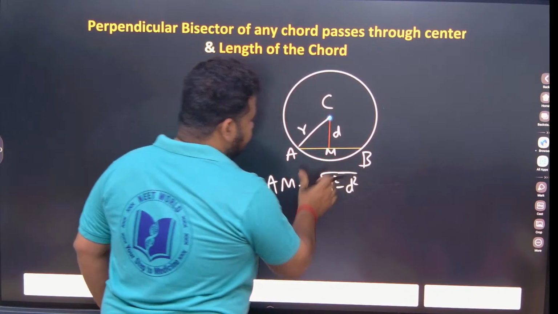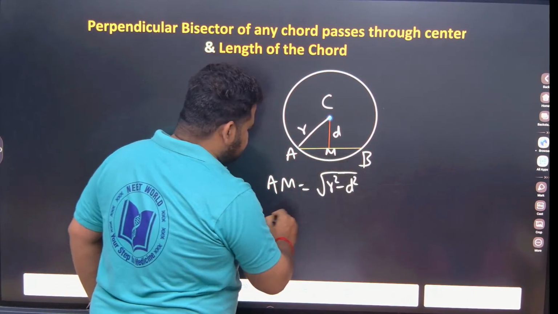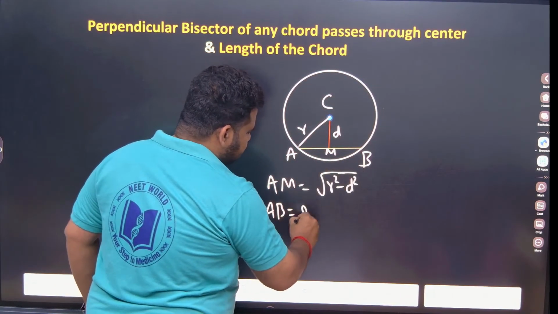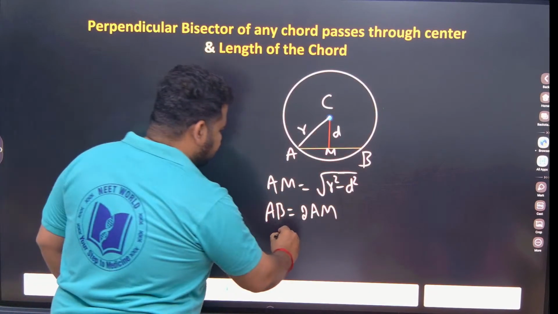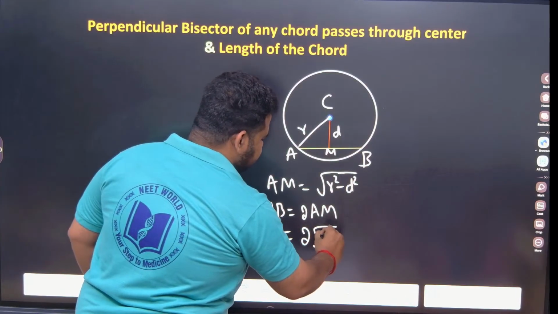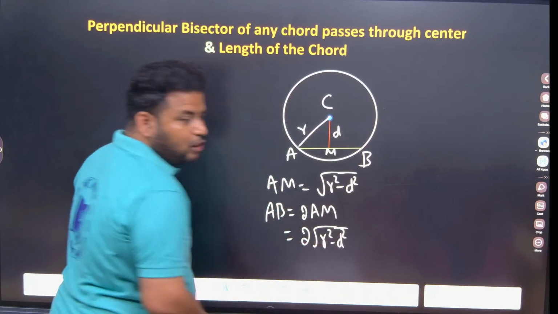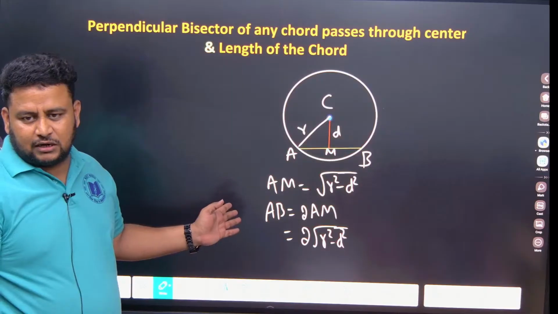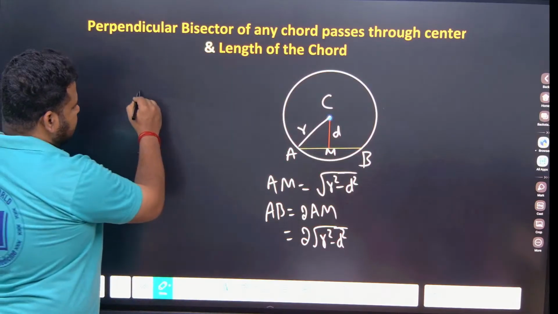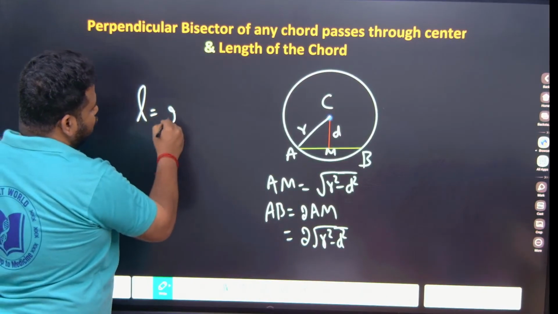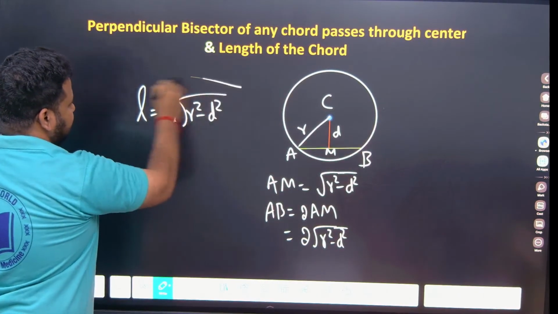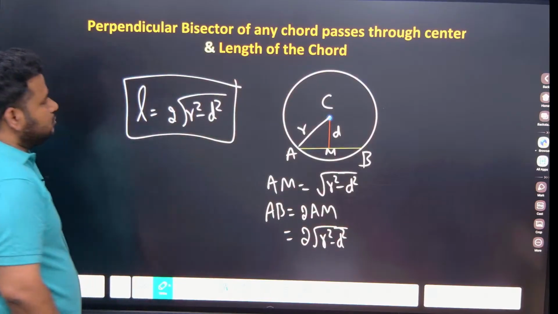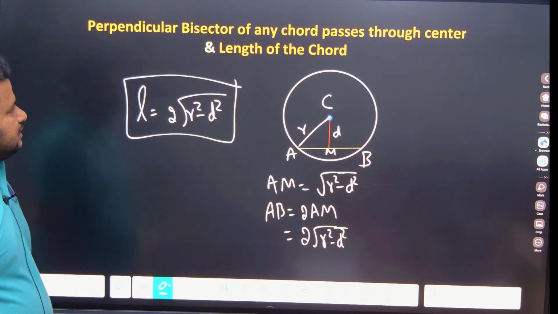That is AM. But the chord length is AB. AB will be 2 times AM, correct? So AB will become 2 times the square root of R square minus D square. AB is nothing but the chord. So if they ask the length of the chord, it is always 2 times the square root of R square minus D square. This you have to remember definitely.